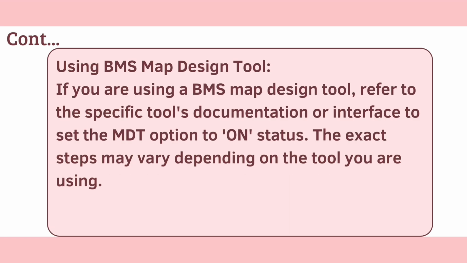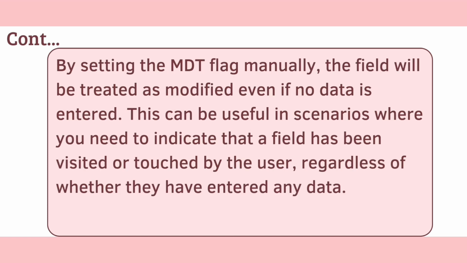Number 2, using BMS map design tool. If you are using a BMS map design tool, refer to the specific tool's documentation or interface to set the MDT option to on status. The exact steps may vary depending on the tool you are using. By setting the MDT flag manually, the field will be treated as modified even if no data is entered. This can be useful in scenarios where you need to indicate that a field has been visited or touched by the user, regardless of whether they have entered any data or not.